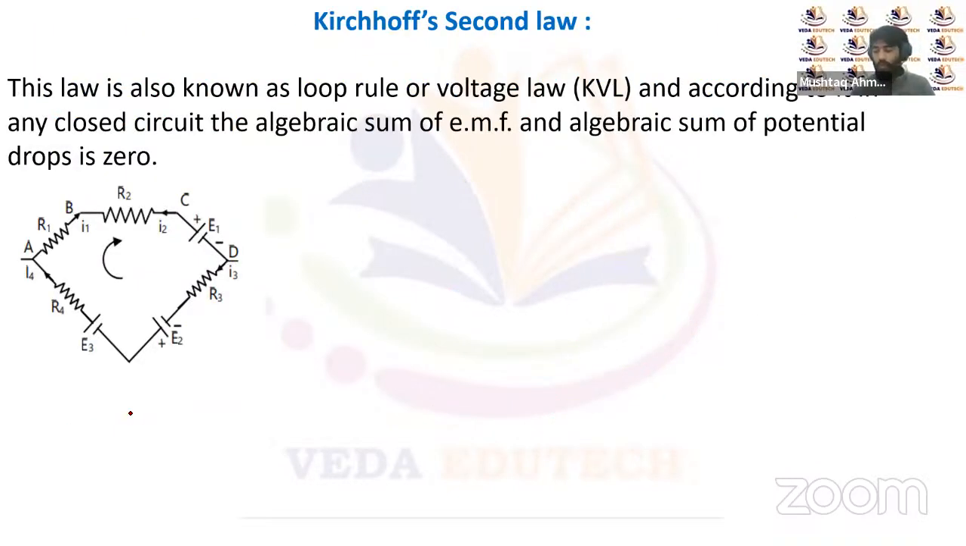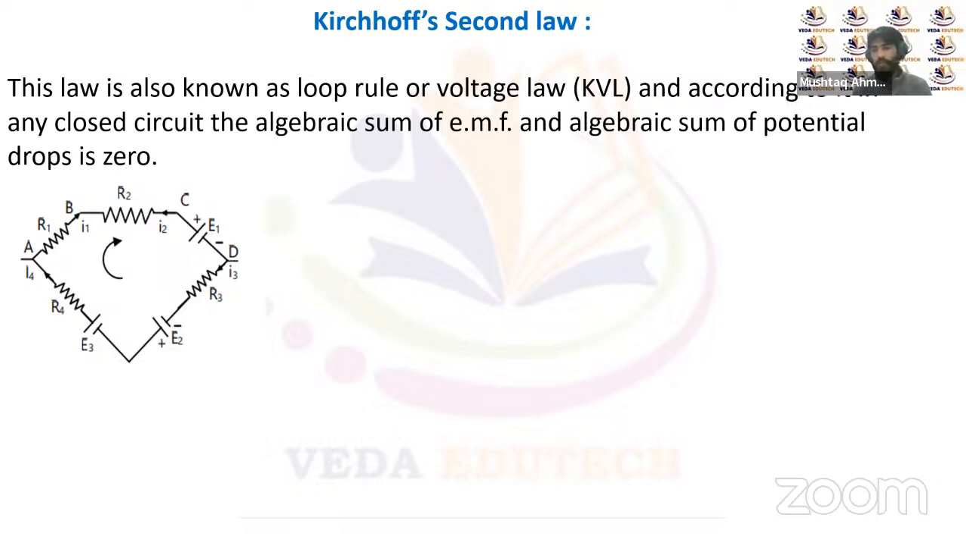So let's move on to the next law, what we call Kirchhoff's second law. What does it state? It's applied in a loop. Whenever there is a mesh or loop in a circuit, we can apply Kirchhoff's second law, and it says that in a loop or in a mesh, the algebraic sum of the total EMF, or the algebraic sum of the total potential drops in the circuit, is equal to 0.